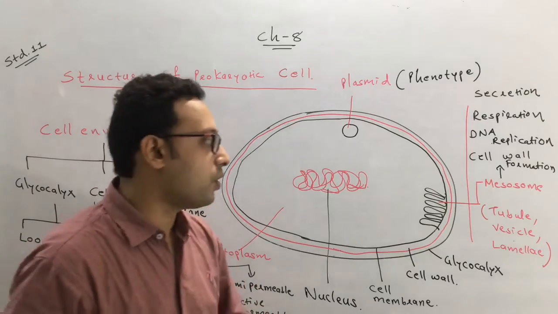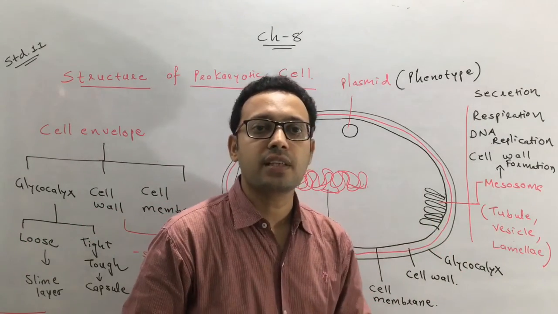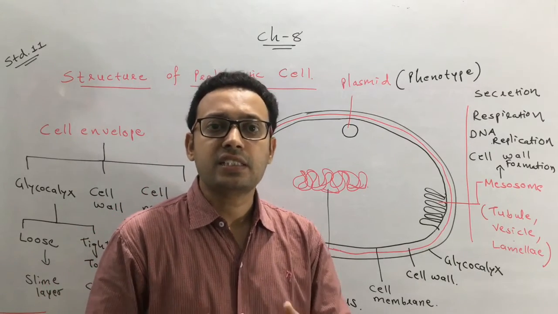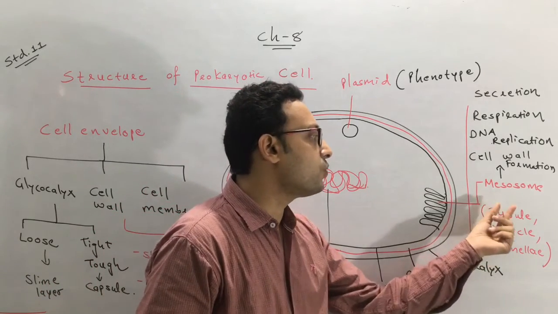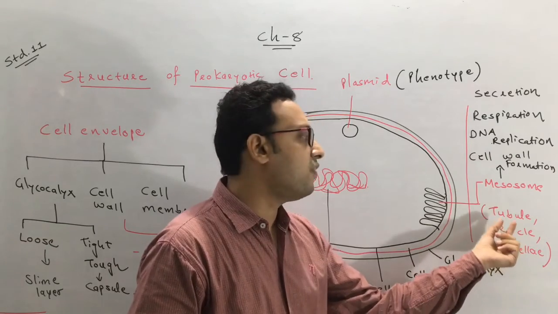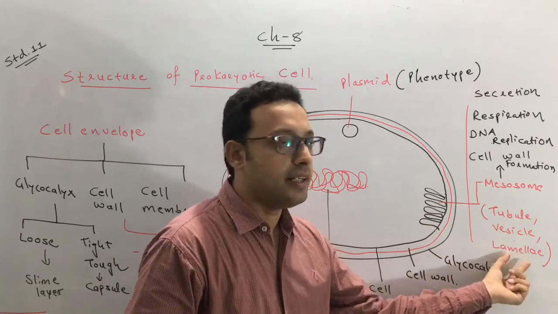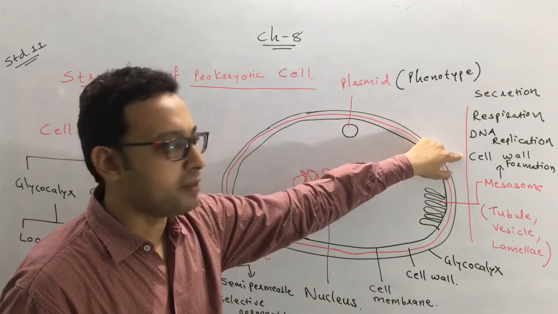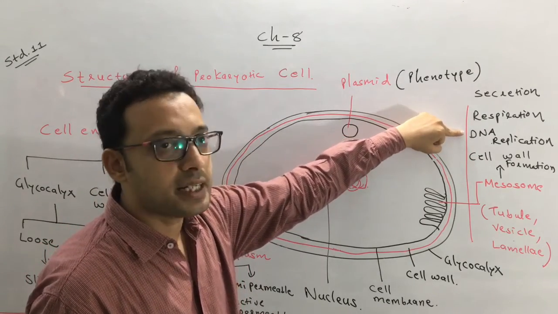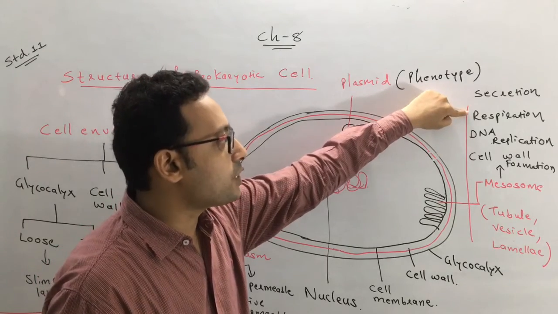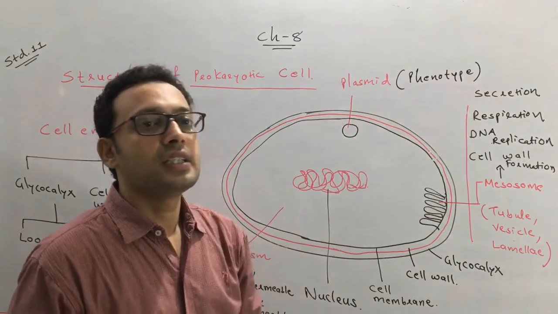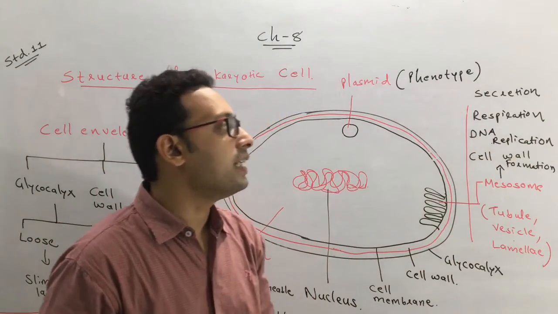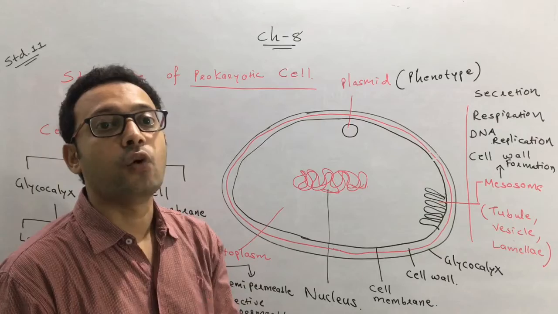Clear? I again repeat, what are the mesosomes? Mesosomes are the infoldings generated from the cell membrane. It is a unique characteristic you can find in a bacterial cell, which can be in the form of tubule, vesicle, or lamellae. The important function is that it is involved in cell wall formation. It is also involved in DNA replication, respiration, and the secretion process. So these are the four important functions in which they are involved.